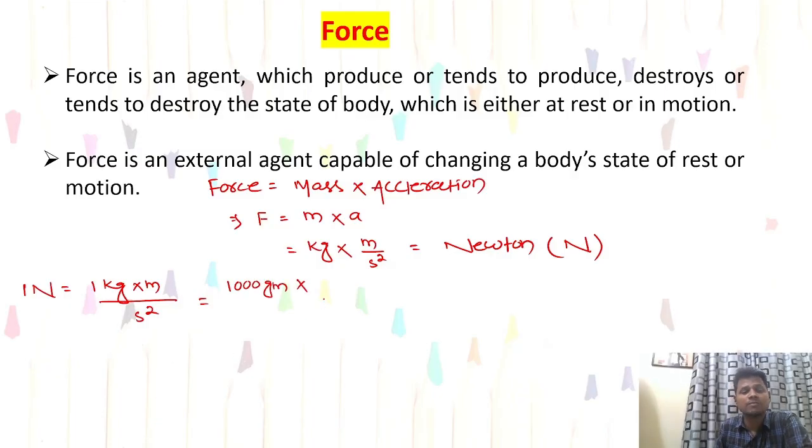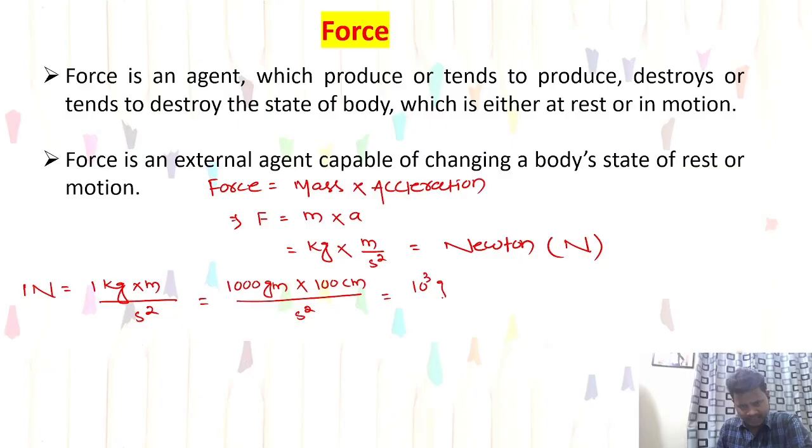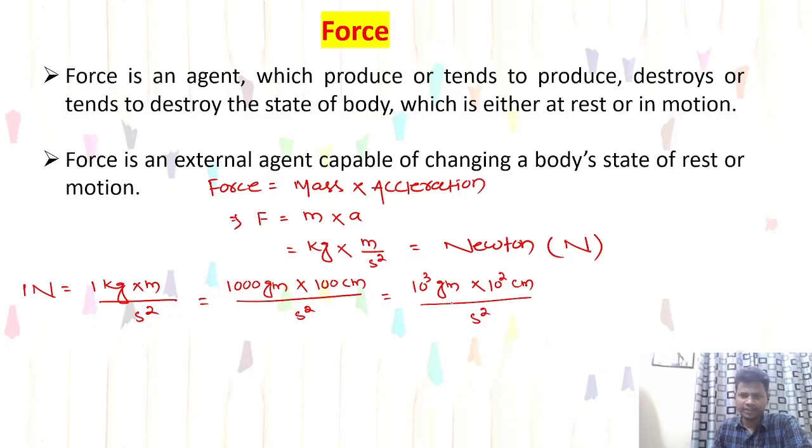1 meter is how many centimeters? 1 meter is 100 centimeters, so we get 10 to the power 3 gram into 10 to the power 2 centimeter divided by second square. 10 to the power 3 into 10 to the power 2 equals 10 to the power 5.